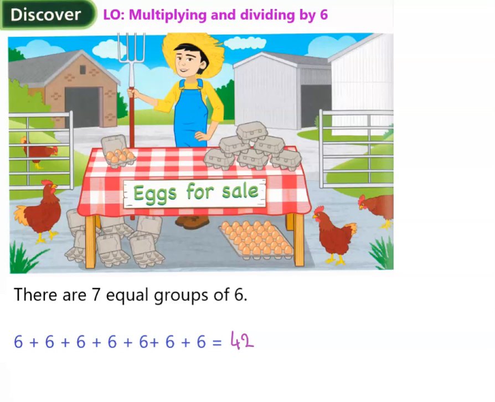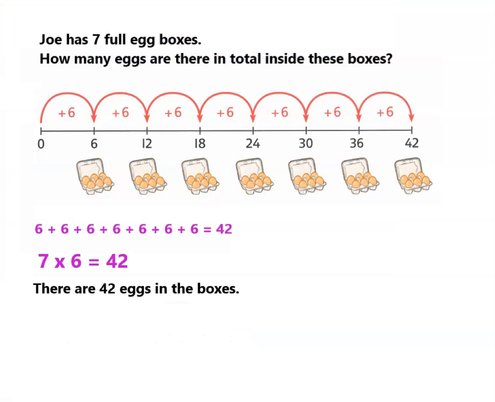Can we write this repeated addition as a multiplication? 7 times 6 is equal to 42. Or we can also write it as 6 times 7 is equal to 42. Take a moment to look and think about this using the picture representation. Can you see the link between repeated addition and multiplication?